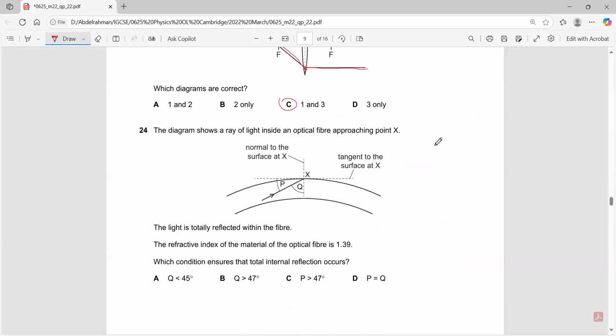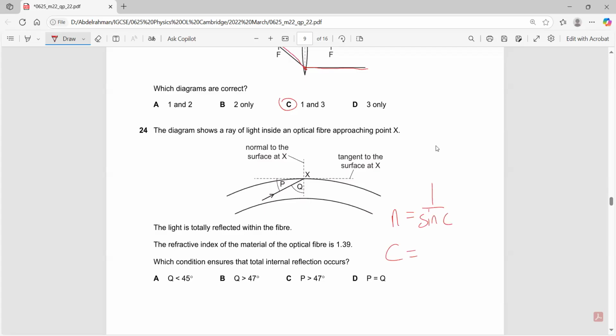The diagram shows a ray of light inside an optical fiber. The light is totally reflected within the fiber. The refractive index is 1.39. Which condition ensures the total internal reflection occurs? The refractive index is 1.39. What can I find using the refractive index? I can find the critical angle, because n equals 1 over sine c.